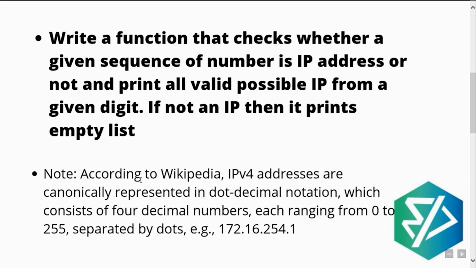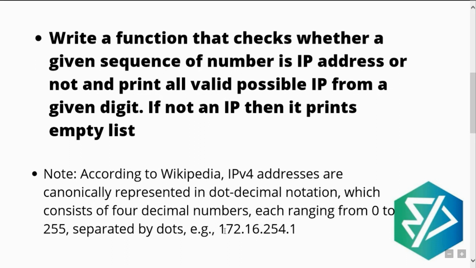So what is an IP address exactly? IP address is a unique address for every device, which helps in communication or making transactions with other devices. So, according to Wikipedia, IPv4 addresses are canonically represented in dot decimal notation, which consists of four decimal numbers, each ranging from 0 to 255, separated by dots. Okay, so it is having four parts, which are separated by dots.